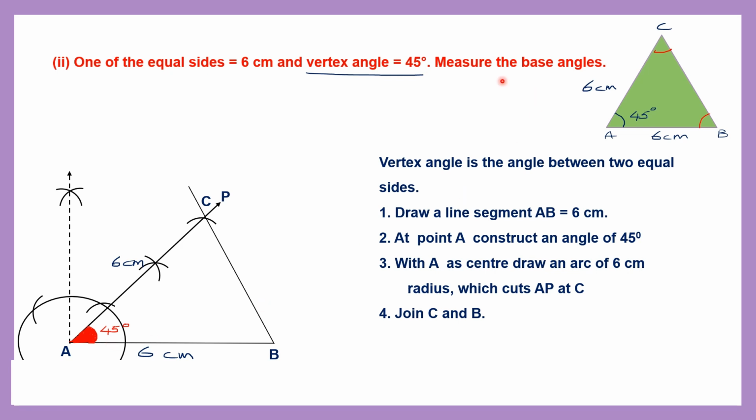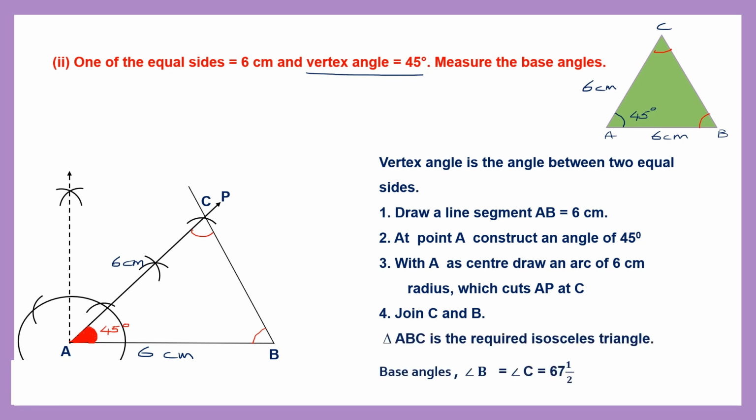Now we have to measure the base angles. So the other two angles are the base angles. So this will be one base angle and this will be the other base angle. With the help of your protractor, you have to measure the two angles, angle B and angle C. So we will see that base angles, angle B and angle C, will be equal to 67 1/2 degrees. You need to get a correct measurement, and you will see that they are 67 1/2. So let me write it here also. So this is 67 and a half degrees, and this is also 67 and a half degrees.